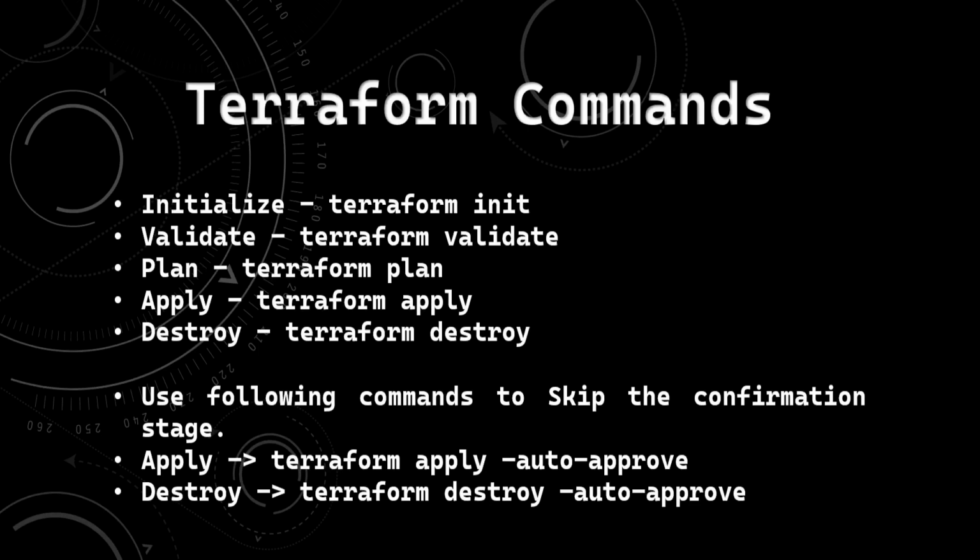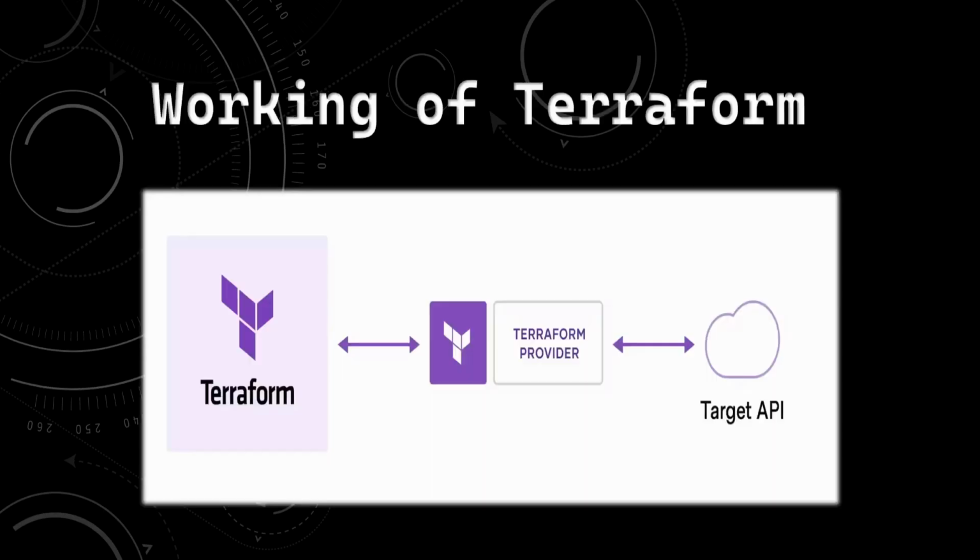But if you do not want to write yes, instead you want Terraform to create infrastructure in the cloud without writing yes, then Terraform apply hyphen auto approve, right? So it will internally consider that user is writing yes, right? So for destroy also it is same, Terraform destroy hyphen auto approve. So let me go to the next slide.